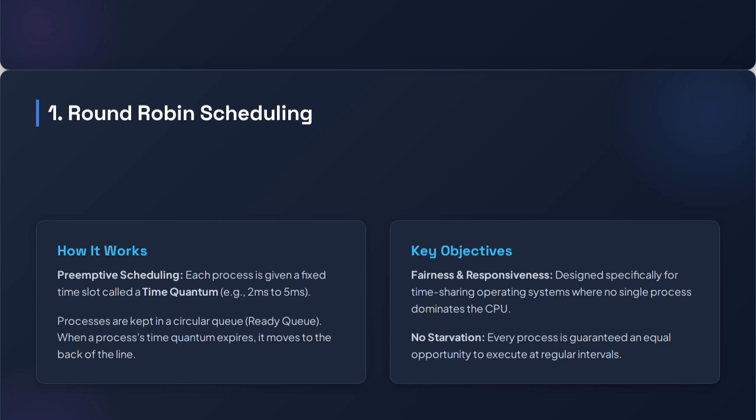It is preemptive scheduling. Each process is given a fixed time slot, this time quantum, and processes are kept in a circular queue. When a process's time quantum expires, it moves to the back of the line.